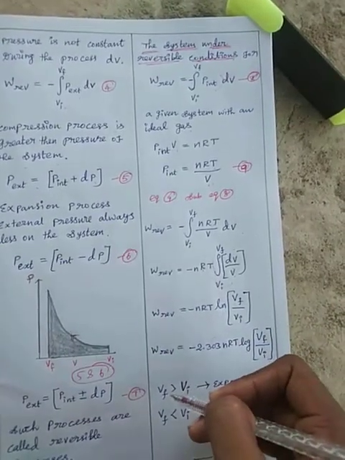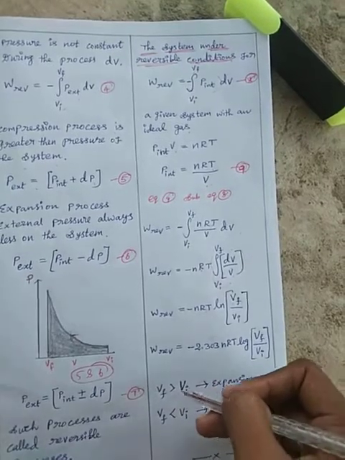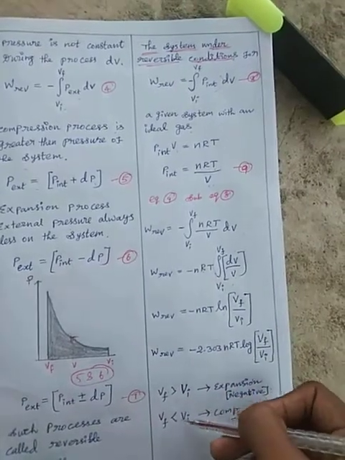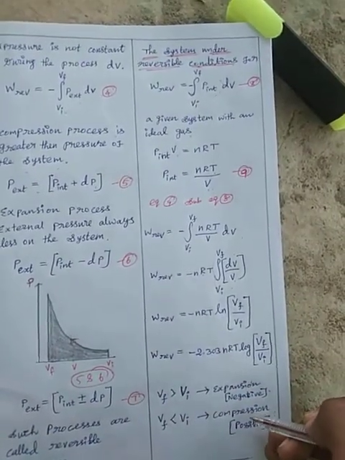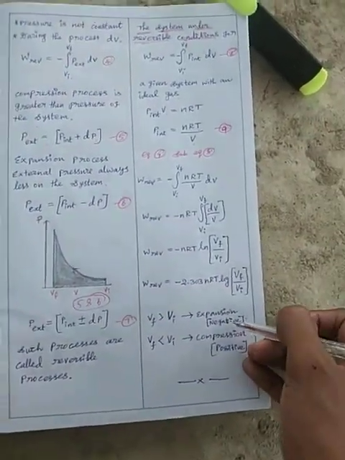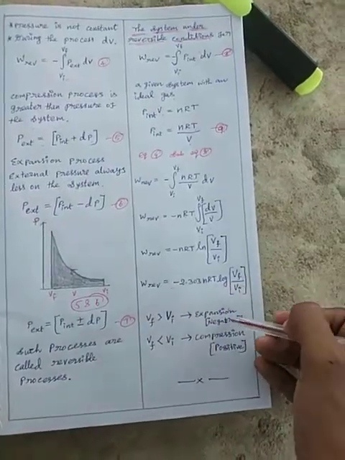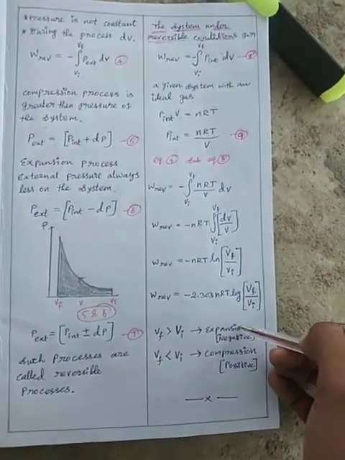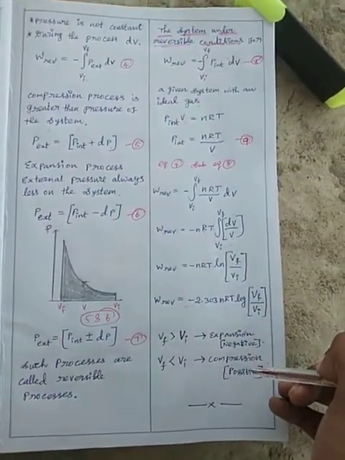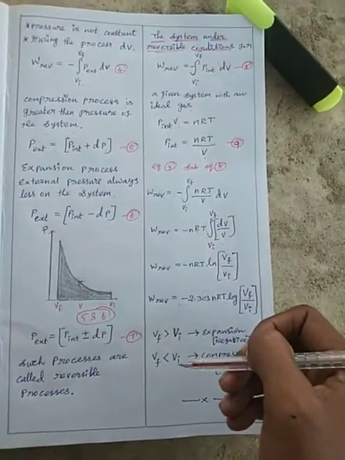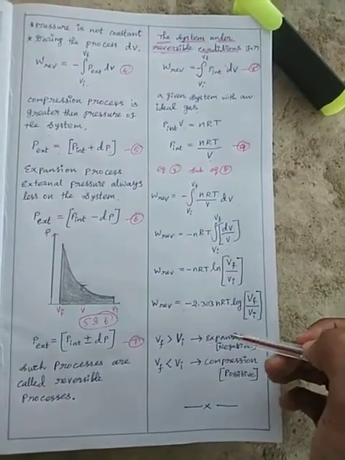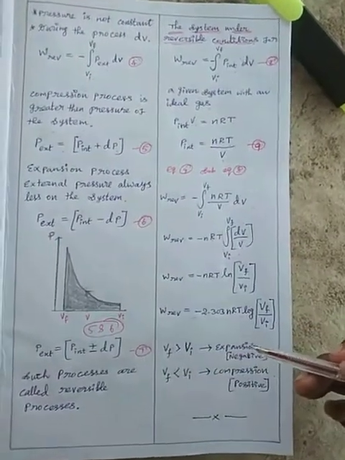If the final volume increases, the value is negative, which means an expansion process. If the initial volume is greater, it is a compression process, and that value is positive. So if the work reversible value has a negative sign, it is an expansion process; if the value is positive, it is a compression process. What is the compression process? The initial volume is greater. What is the expansion process? The final volume is greater. Thank you, all students.